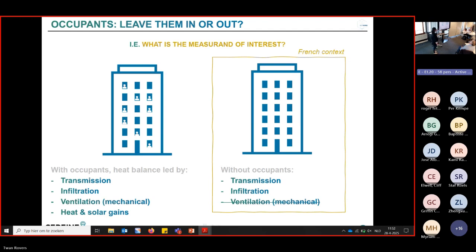And if we want to be able to make an energy guarantee on the performance, you need to be able to confront it to what has been calculated. In the French regulation context, you can't have the heat transfer through ventilation or solar gains if you want to compare it properly. So this means that we had, in any case, to work without occupants and to shut the ventilation down so that we can only focus on transmission and infiltration heat transfer.